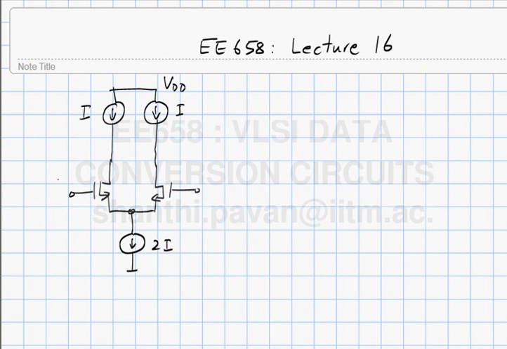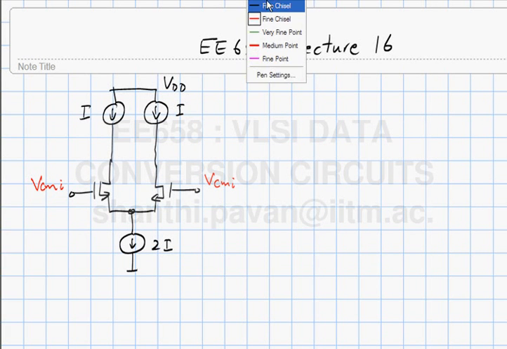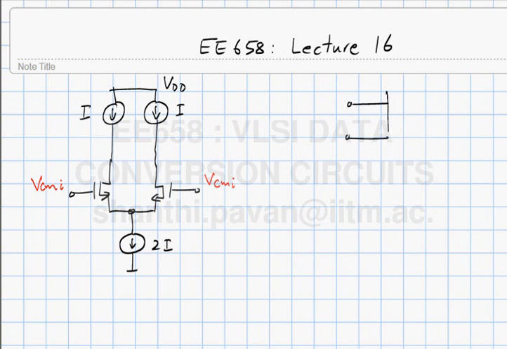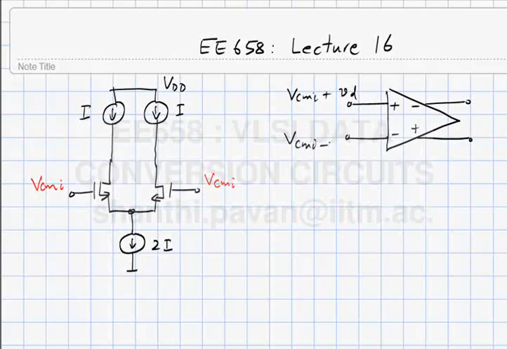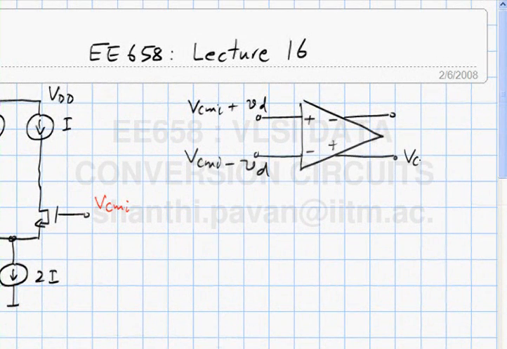So the first step to make sure that this in fact works as intended is to set the differential input to 0, which means that this input will be VCMI. This will also be equal to VCMI. Please note that the operational amplifier is intended to take two inputs, one of which is VCMI plus VD and another input which is VCMI minus VD, and produce VCMO plus some large gain times VD and VCMO minus a large gain times VD.